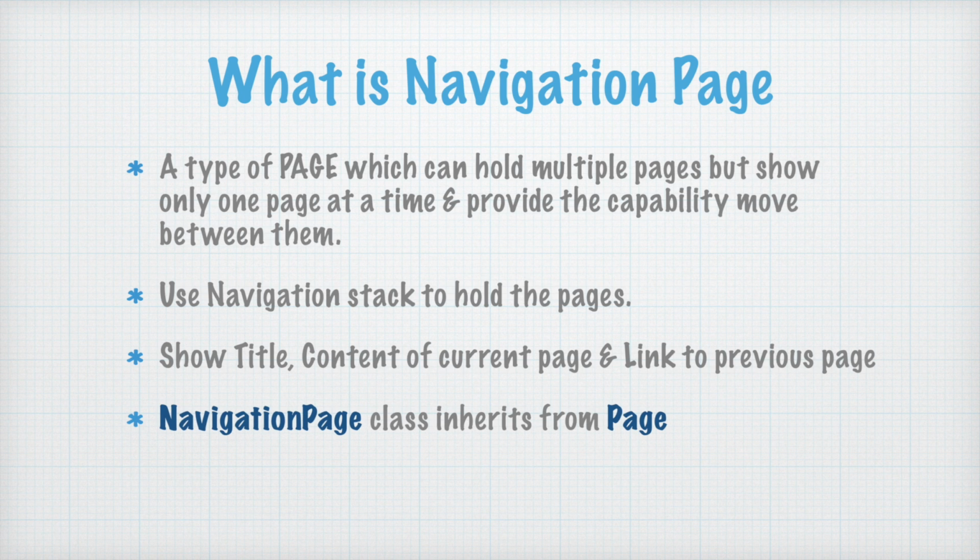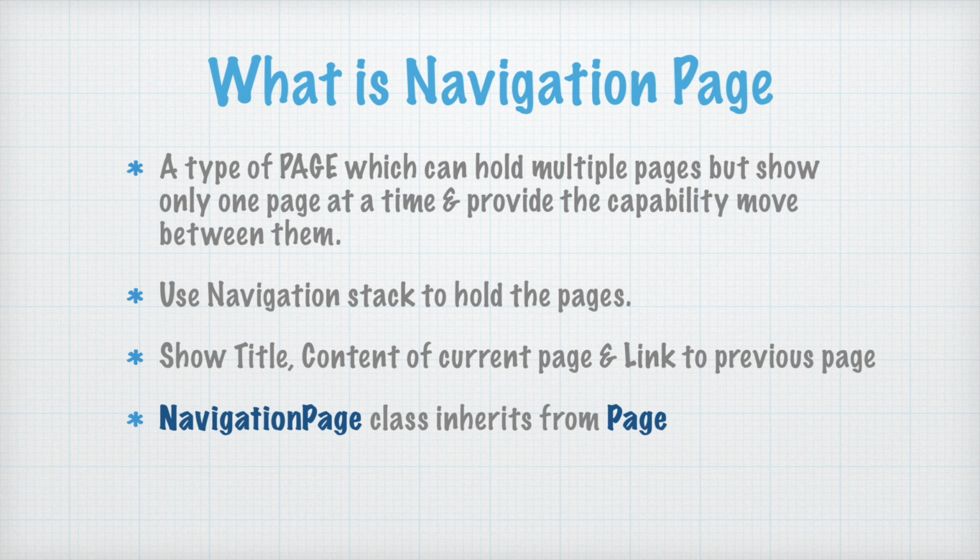What is the formal definition of the navigation page in terms of Xamarin Forms? It is a kind of page which can hold multiple pages inside. You can say that it's a kind of container or wrapper, and it displays only one page at a time. Just like we saw, you can move between the pages, but at a time you can see only one page.